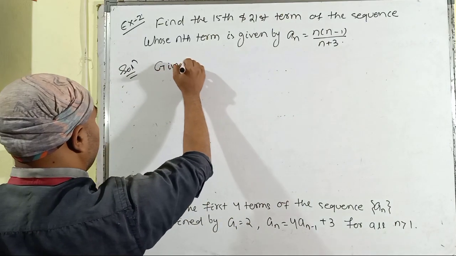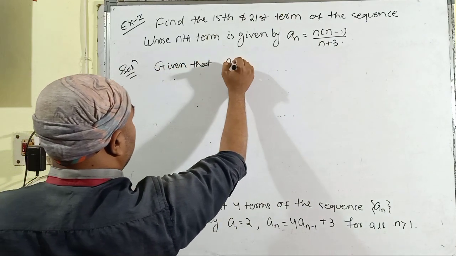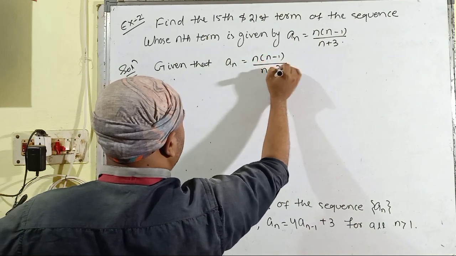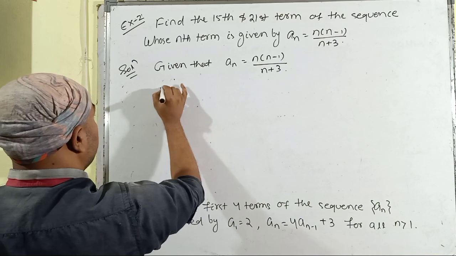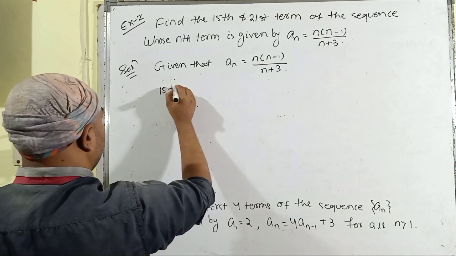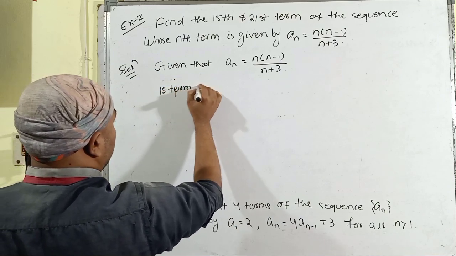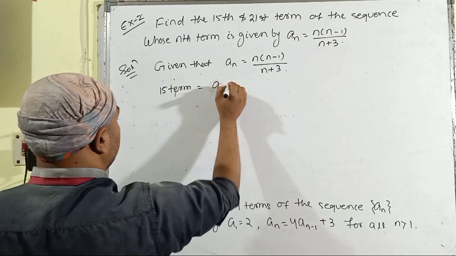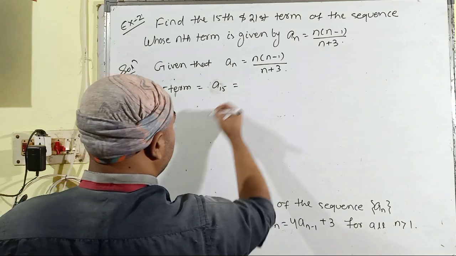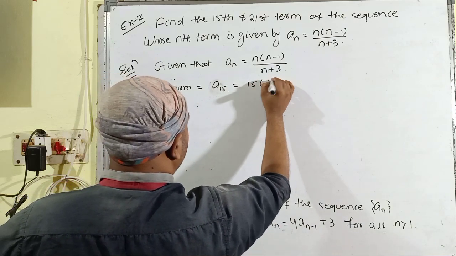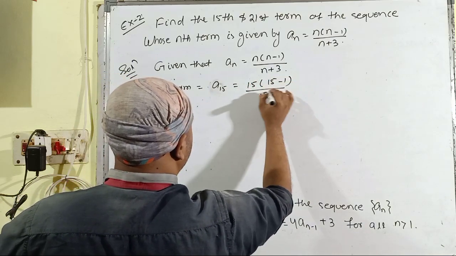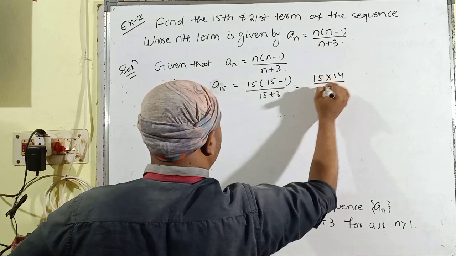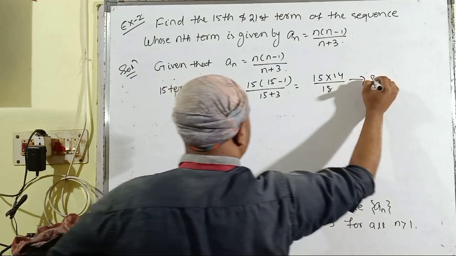Given that an is equal to multiplication of n and n minus 1 divided by n plus 3. The 15th term, that means T15, you have to write down A15. A15 is equal to 15 into 15 minus 1 divided by 15 plus 3. And this is 15 multiplied with 14 divided by 18, and just you have to solve it.